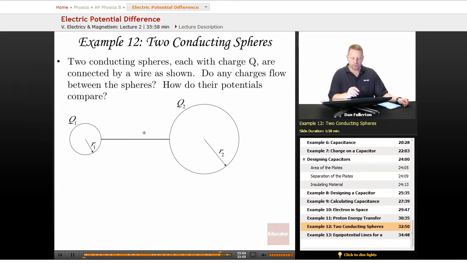Well, the first thing we have to realize is when we connect them by a wire, all of a sudden they must be at equal potential. Anything that's connected by a conductor is going to be at equal potential. So once we do that, these have to be at the same voltage.